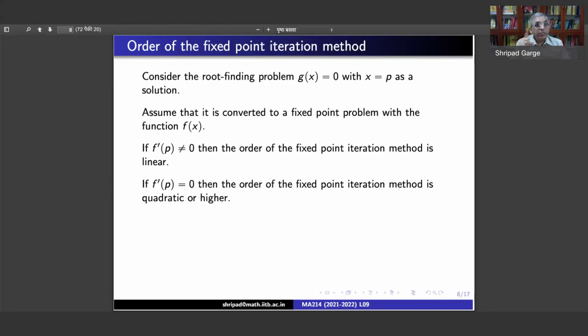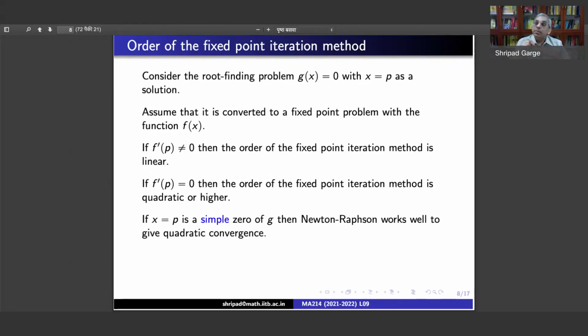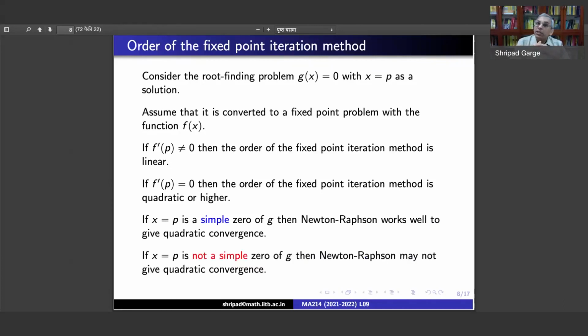And we saw that the Newton-Raphson method was one such function, provided p is a simple 0 of the function g. Now, if p is not a simple 0 of the function g, then Newton-Raphson may not give quadratic convergence. We saw an example for this as well.